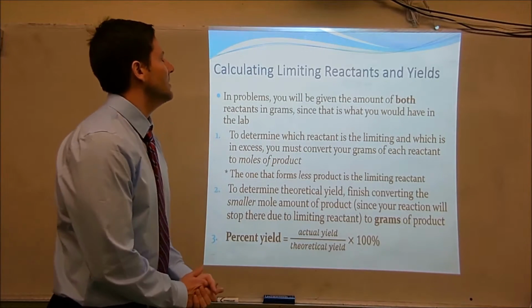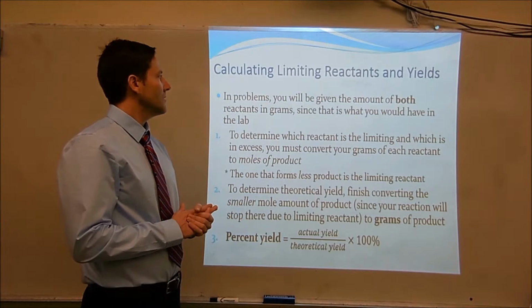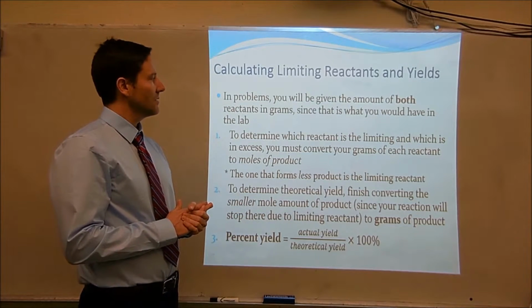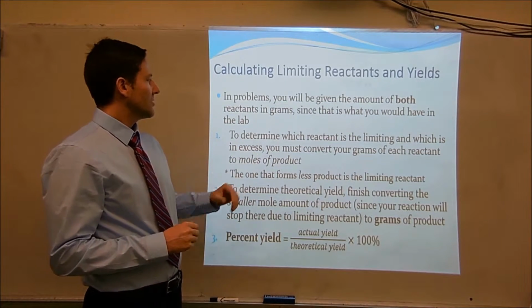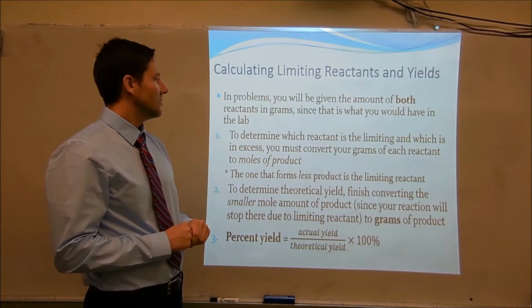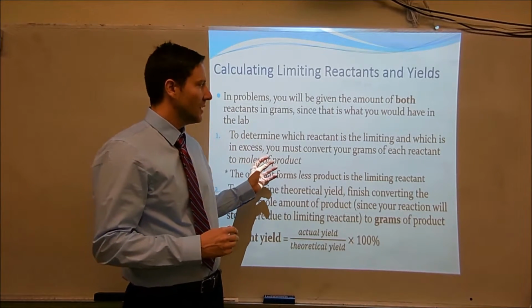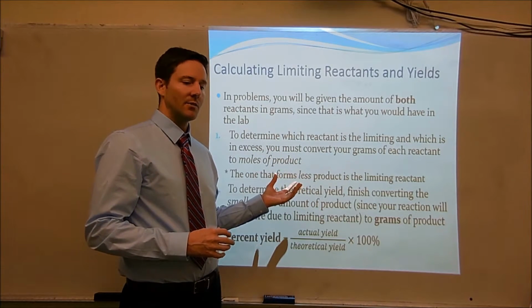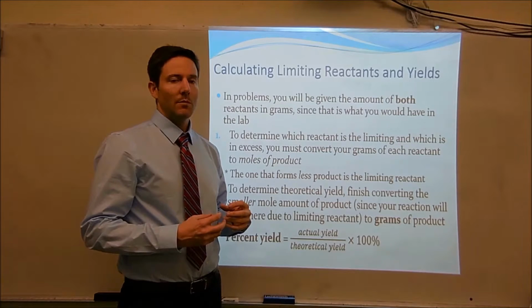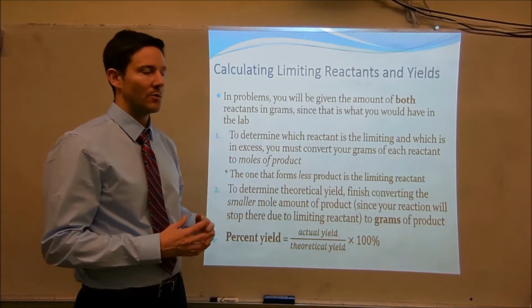So to calculate limiting reactants and yields, in problems you'll be given both the reactants in grams, since that's what you'll be given in a laboratory. To determine which is limiting and which is in excess, you have to convert your grams of each reactant to moles first. That was like the problem with the pancakes. We were given something in ounces, but we had to convert that to cups first before we could figure out which was the limiting reactant.